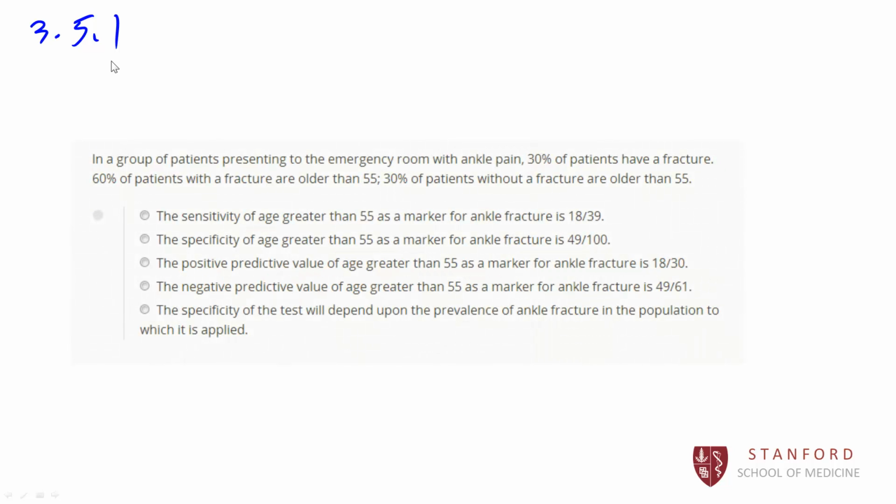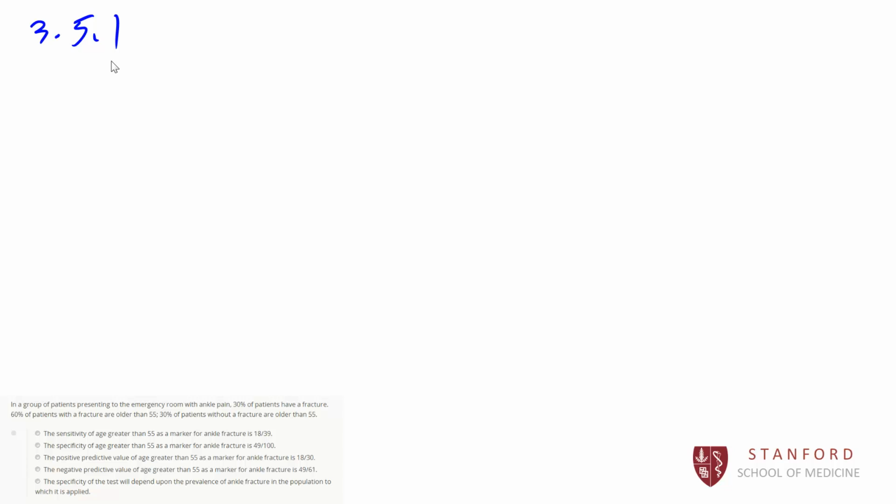In this question, we're given a few clues, and we're being asked to select the correct statement about sensitivity, specificity, and positive and negative predictive values. So let's read the question first. In a group of patients presenting to the emergency room with ankle pain, 30% of them have a fracture. 60% of patients with a fracture are older than 55, and 30% of patients without a fracture are older than 55. So what this kind of information immediately lends itself to is making a contingency table, or a 2x2.